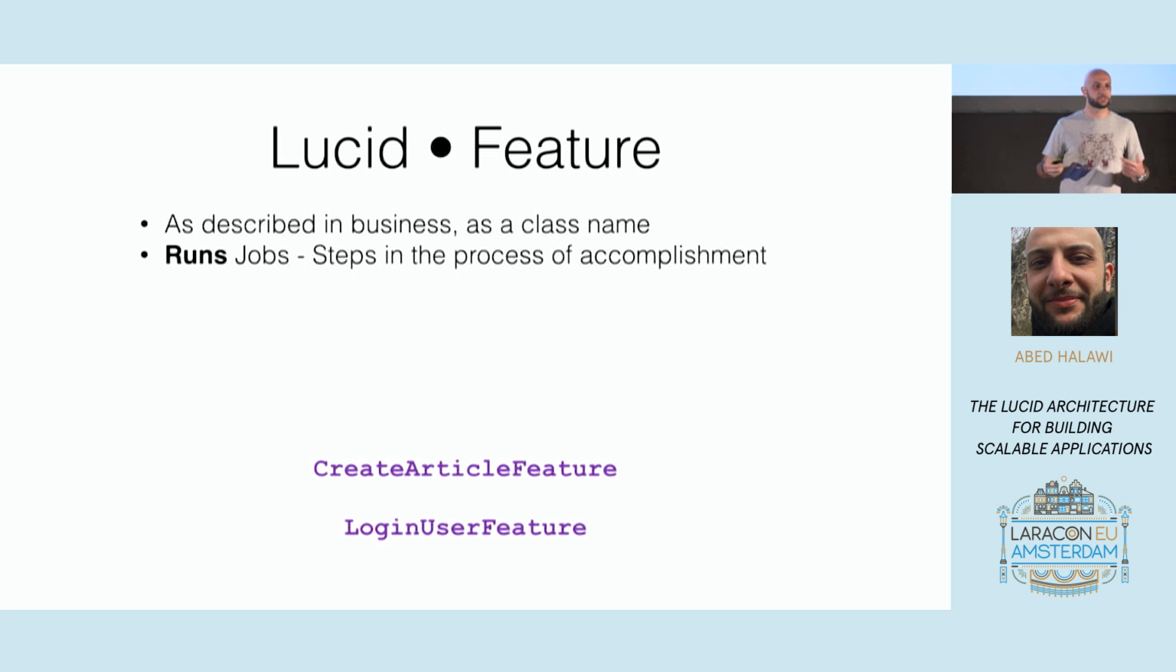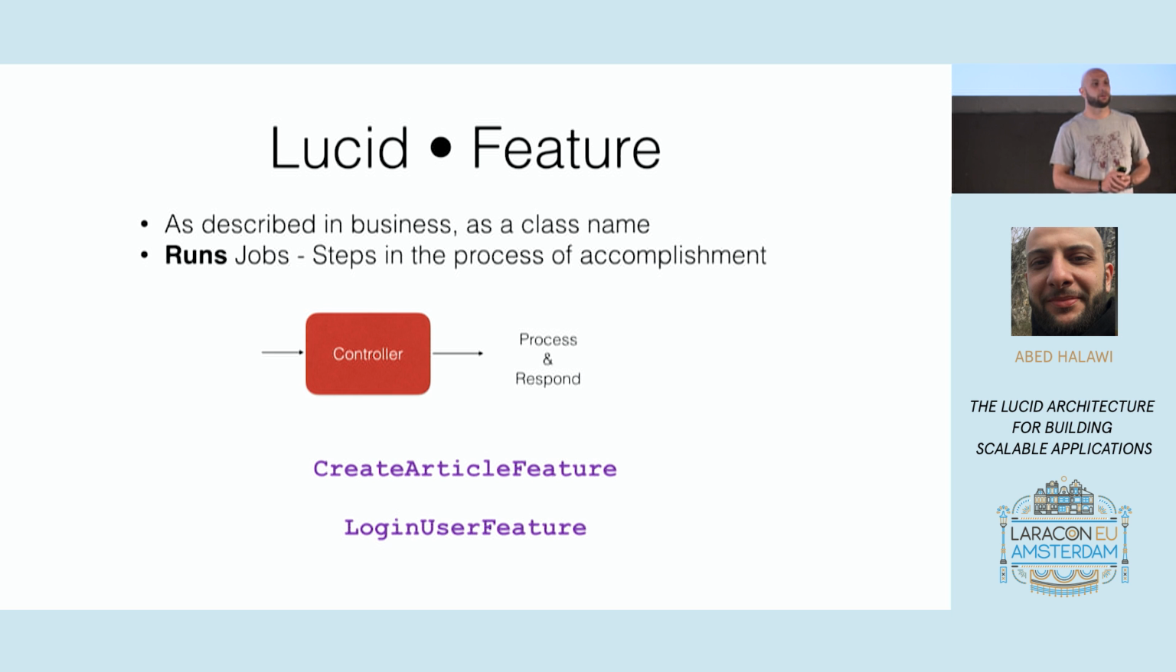So I'll be using those examples throughout the talk. One of these classes that you have is the create article feature, so our publishing platform can create articles, and the login user feature, so that we can log users in. Let's see where that fits within our diagram, where we left off with Laravel.